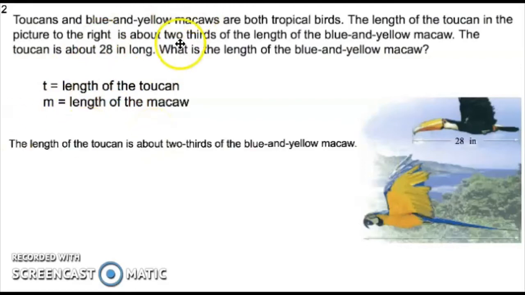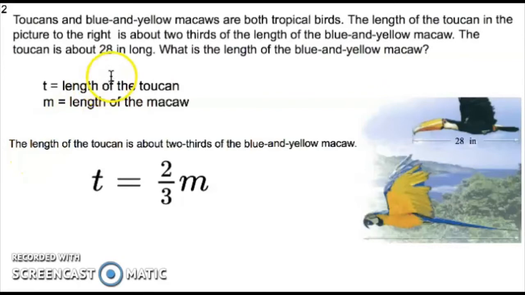So we have the sentence here. The length of the toucan is about 2/3 of the blue and yellow macaw. Now we have length of the toucan is t. Is in math means equals, so t equals 2/3 of the blue and yellow macaw. 2/3 will be 2 over 3. Of means multiply in math. So we don't have to put the multiplication symbol, but we could put the letter m next to it because it's 2/3 of the length of that. So my equation is t equals 2/3 m.